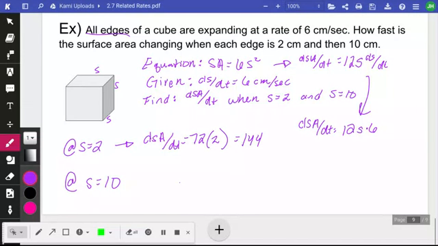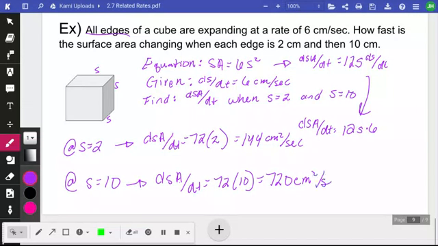And our units would be, it is a type of area, so we are going to have centimeters squared per second. And then we will do the same thing down here, but instead of plugging in 2, we'll plug in 10. So that we have 720 centimeters squared per second.